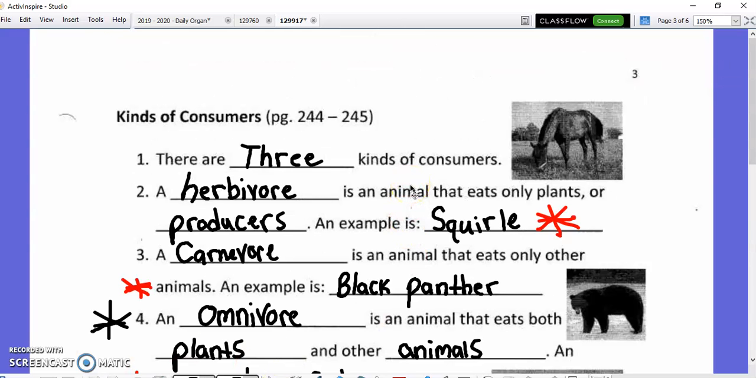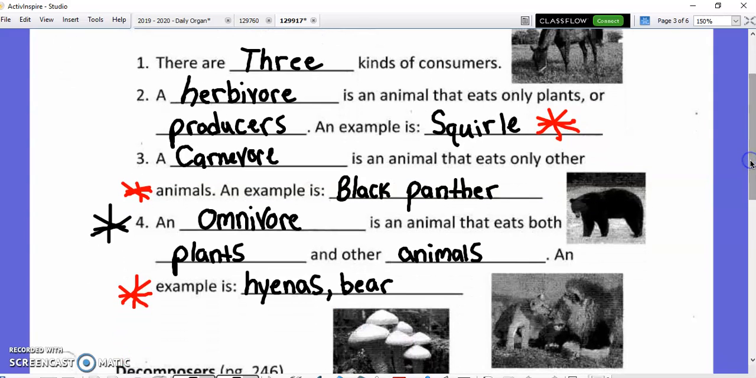Kinds of consumers. There are 3: herbivores, omnivores, carnivores. A herbivore is an animal that eats only plants or producers. An example would be a squirrel. A carnivore is an animal that eats only other animals. An example would be a black panther. And an omnivore eats both, so it eats plants and animals. An example would be hyenas or bears. Notice we starred the examples.